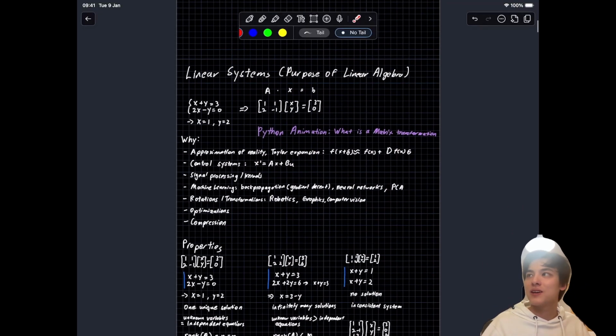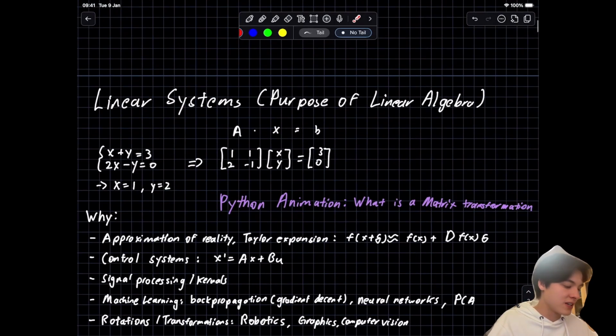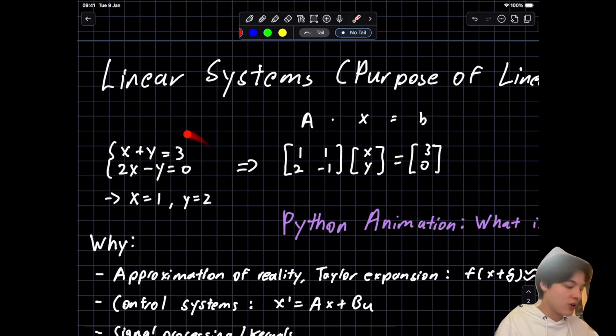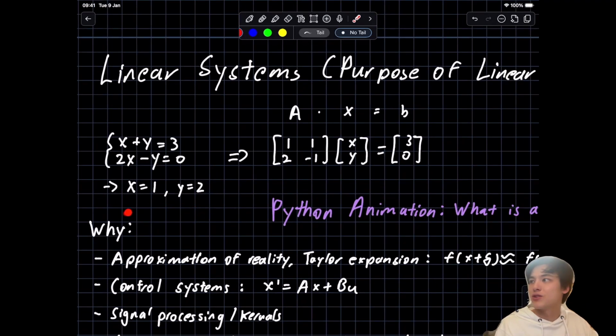Okay, so next up, we'll first look at what a linear system is, the purpose of linear algebra. I bet most of you have seen this. We have two equations, two unknowns: x plus y equals 3, 2x minus y equals 0. We can find a solution to two unknowns in two equations. We can check if x is equal to 1 and y is equal to 2. We have a solution: 2 minus 2 is 0, and 1 plus 2 equals 3.